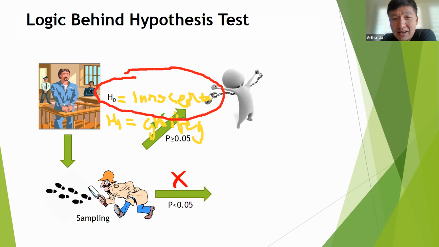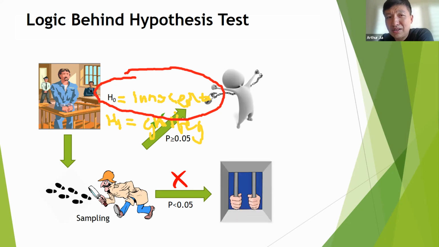However, on the other hand, if the p-value calculated from your test statistic is extremely low, like less than 0.05, in other words, your data does not support your null model or null hypothesis, you're gonna reject the null hypothesis and take the alternative hypothesis. You're gonna put this guy in the jail. So this is exactly what we are doing for a hypothesis testing.